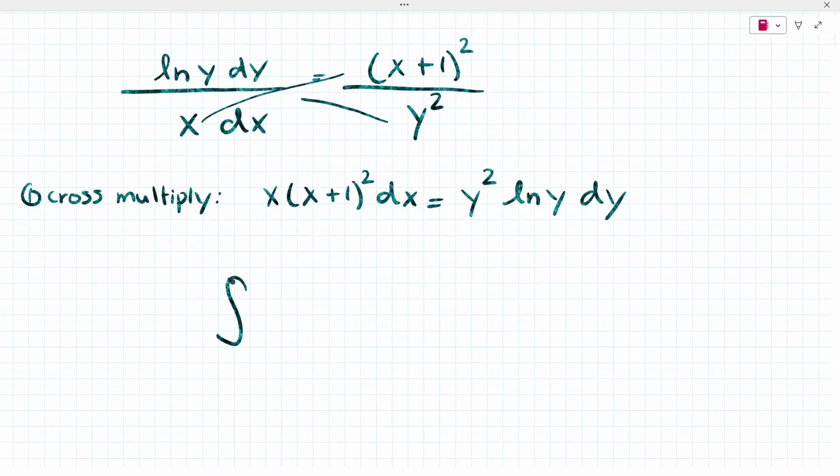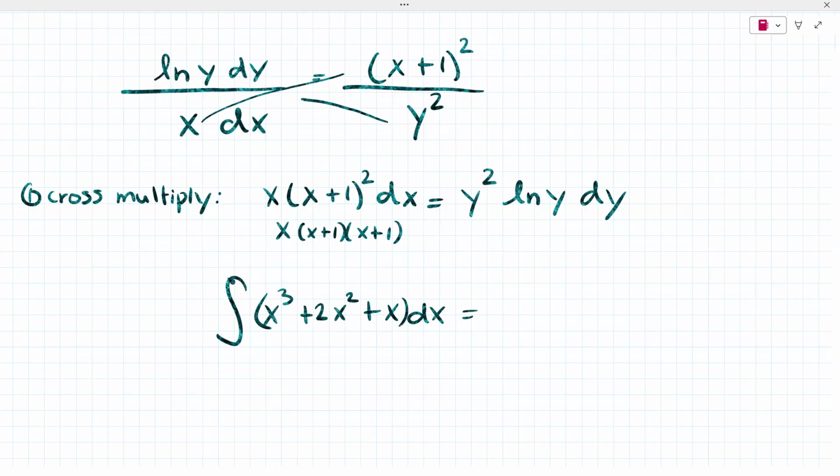Wait, right here, before we integrate, can we simplify this? Yes. (x plus 1) squared is the same thing as (x plus 1) times (x plus 1), and then you have this extra x. What happens when you FOIL it out? You should get x cubed plus 2x squared plus x, and then you have this dx, right?